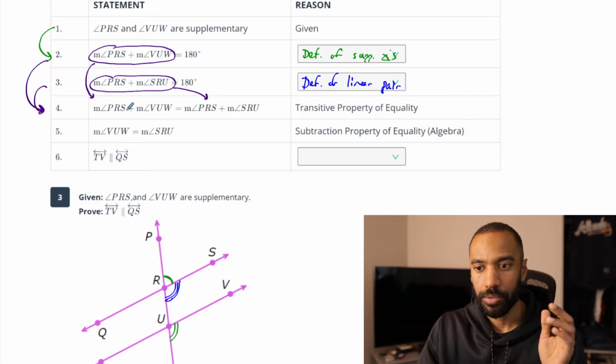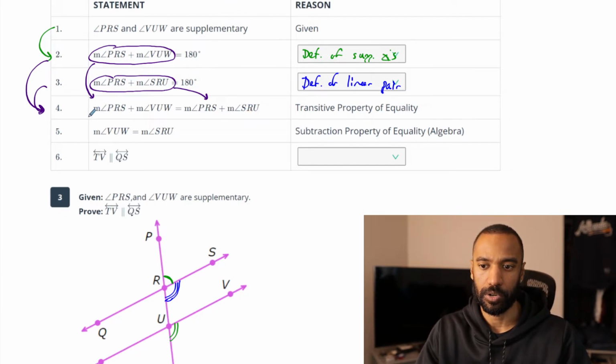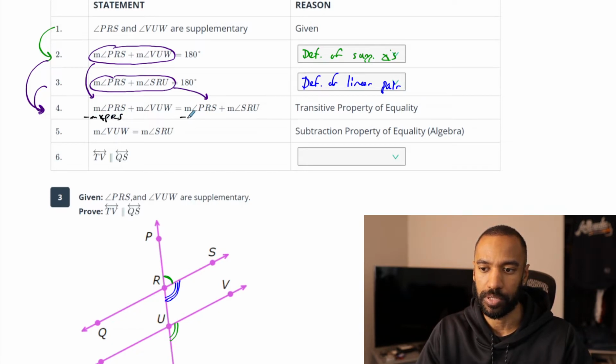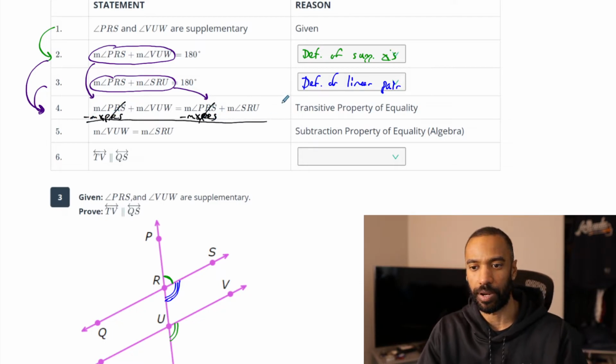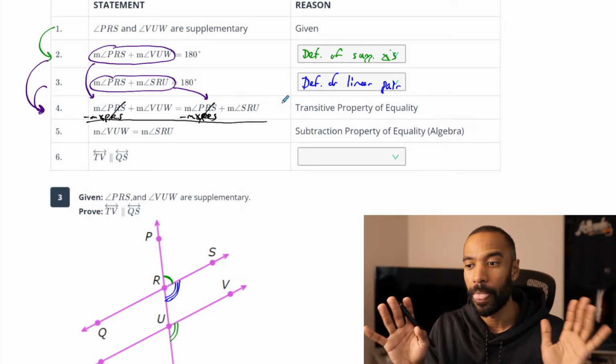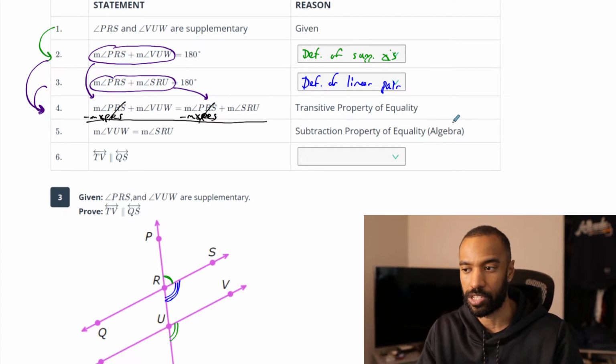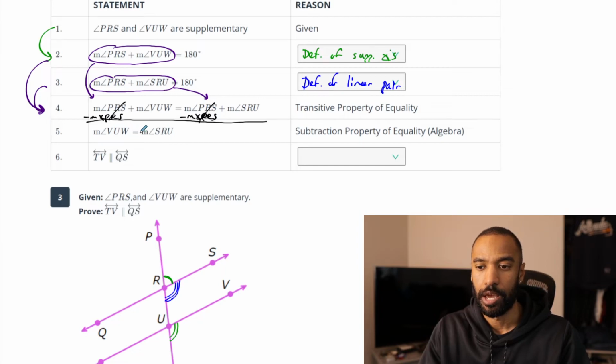And you don't see the step right here, but you can see that VUW still remains on this side of the equation. SRU still remains on this side of the equation. What happened was there was a measure of angle PRS on both sides right here. I'm going to subtract it from both sides like this. This is algebra; you do this all the time. Subtract something from both sides, and here it actually happens to cancel out. This is known as the subtraction property of equality, an algebraic step. So we got these two things by themselves here.